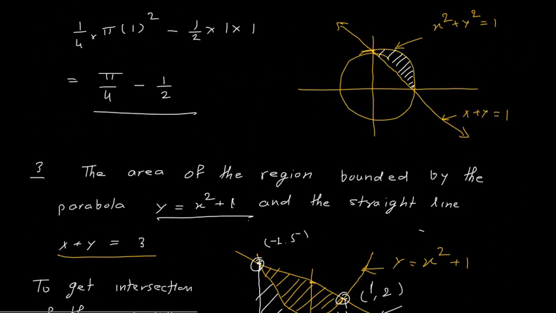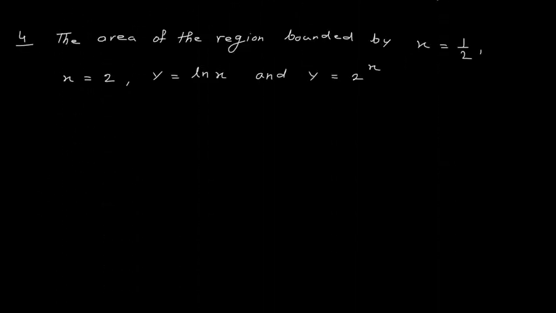Third question. Now let us see the fourth one. The fourth problem is the area of the region bounded by x is equal to half, x is equal to 2, y is equal to ln x, and y is equal to 2 power x. Ln x, what is this? This is the natural log, and this is an exponential function.